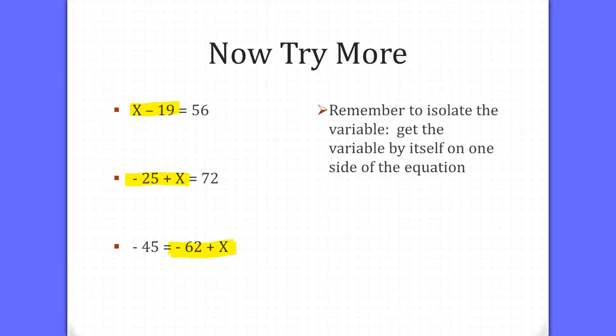Here are a few problems to try on your own. The side with the variable has been highlighted. Remember, isolate your variable. Get it by itself. So you'll either add if it says subtract, or if you see a negative, you will be adding the absolute value of that number. And you can pause it if you'd like to try before I go on.